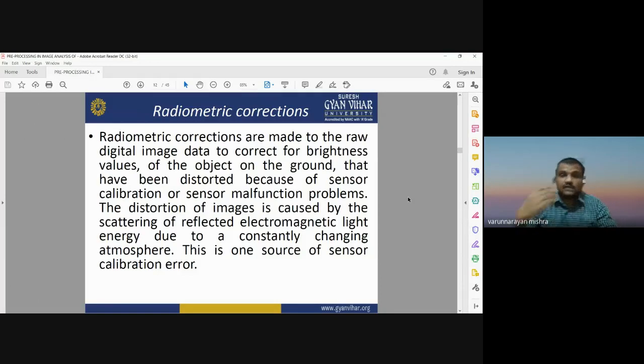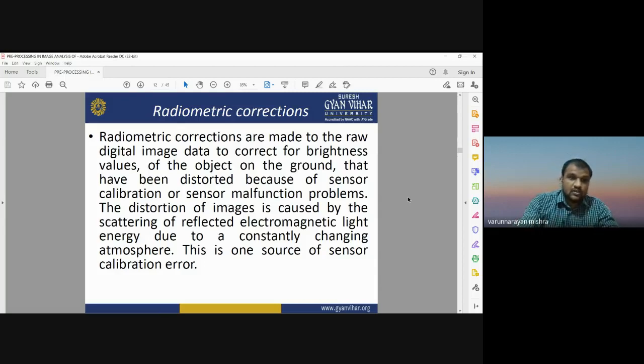Sometimes the satellite images have overestimated and underestimated brightness values. It may be because of atmospheric interference, because of a sensor problem, or because of any other technical problem in that system or satellite. So the radiometric correction is generally performed to correct the brightness values of the objects on the earth that have been distorted because of the sensor calibration. Sometimes the sensor doesn't work properly. Sometimes the sensor captures reflected energy which is overestimated or underestimated. In that case, there is a problem in the brightness values or the pixels of that object.